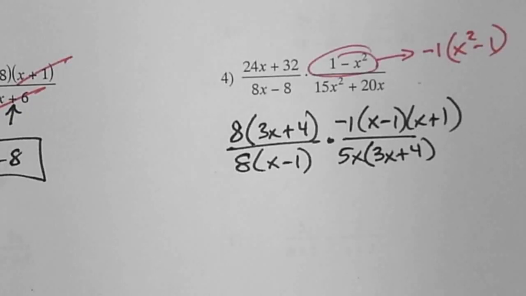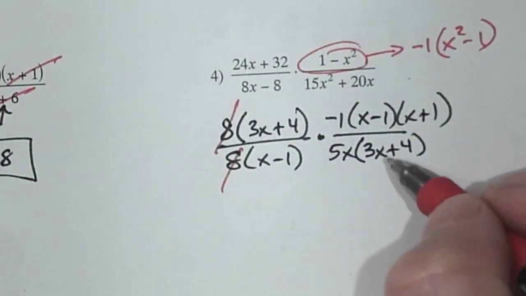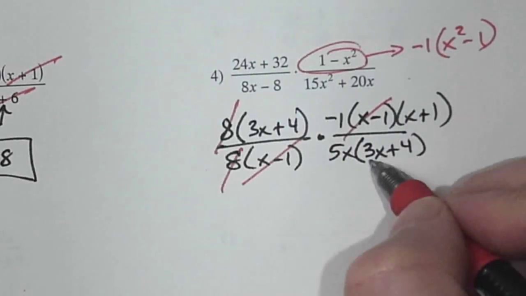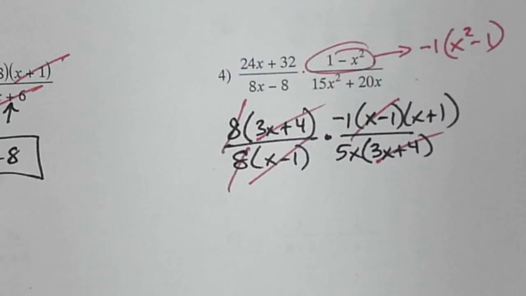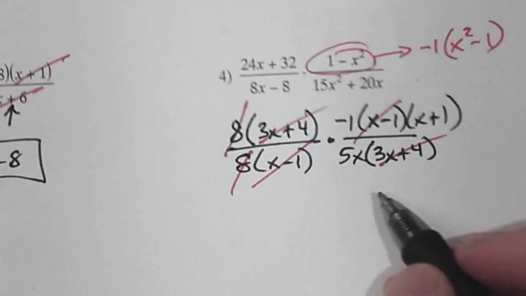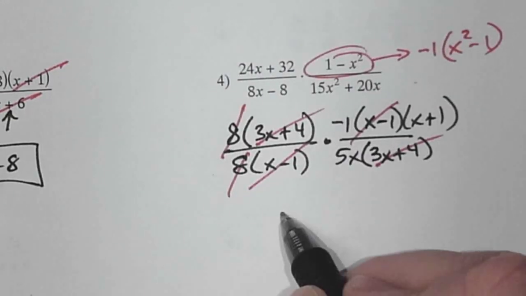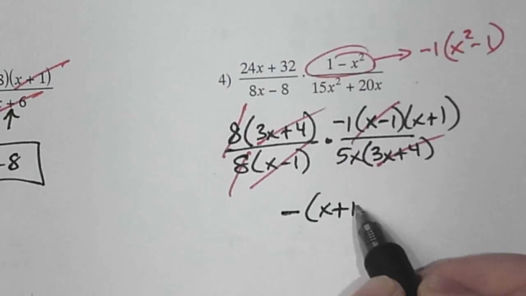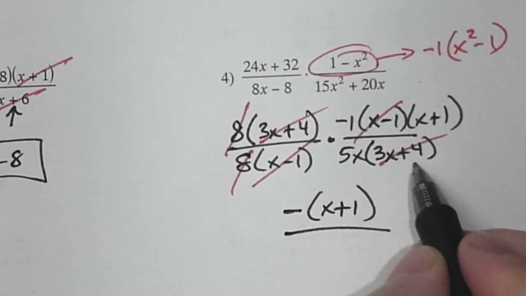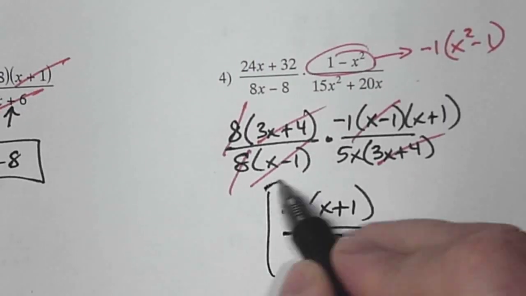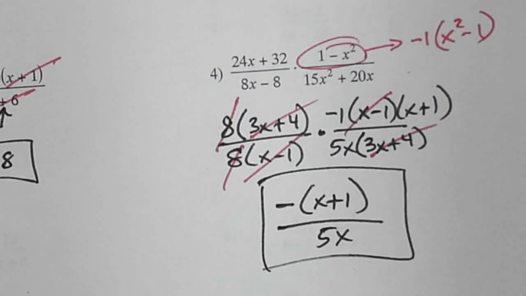I don't know. But look, 8 goes into 8. X minus 1 goes into x minus 1. 3x plus 4 goes into 3x plus 4. Chopping all around. It's like a war zone. We get negative 1 times x plus 1. I'm going to write it like that. And then on the bottom, 5x, and boom. You might distribute the negative. I would prefer not to.